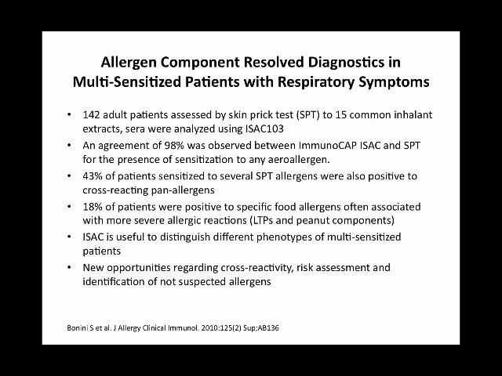Something that came up when I started looking at the ISAC results is that you will often find a sensitivity to a very serious food allergen that you weren't expecting. Patients might be avoiding it because they had some mild symptom and it just didn't come up. But at least 18% of the patients were positive to serious food allergens like the lipid transfer proteins and the peanut components. So a real bonus from the ISAC is that you'll find things that you didn't expect.